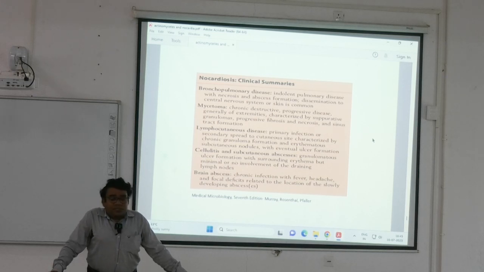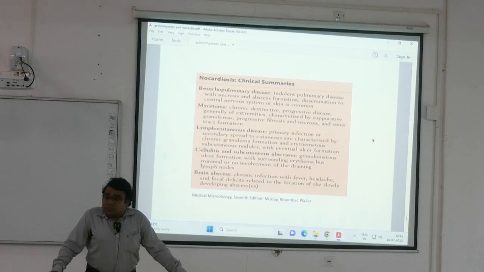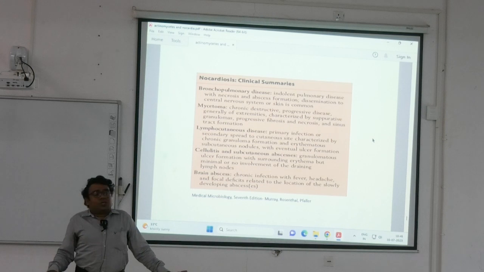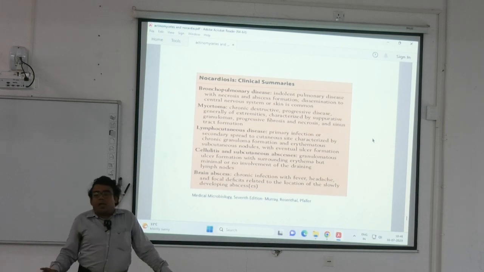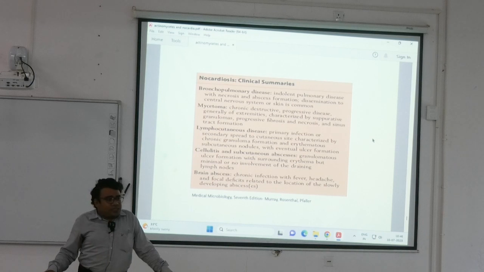In immune compromised patients, the outcome is very poor. So we have to look for the diagnosis or the differentials in immune compromised patients. What are the common infections? It causes bronchopulmonary disease and it can cause cutaneous infections. Among them, it could cause mycetoma, lymphocutaneous disease, cellulitis, and may disseminate and cause central nervous system disease, which commonly manifests as cerebral abscess.